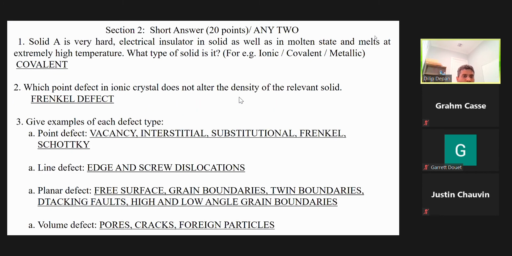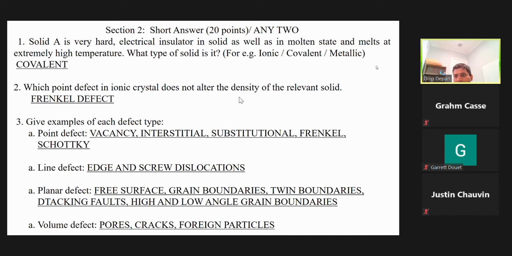Okay, next question. Almost every year I include this question, and many students really struggle with it. Solid A is very hard. It is an electrical insulator in solid as well as in molten state. It is very clear and melts at extremely high temperature. What type of solid is it? So it is very clear that it is an insulator as a solid as well as in molten state.